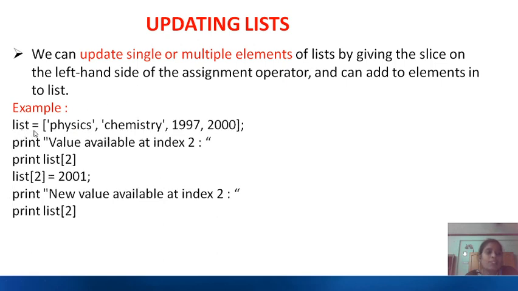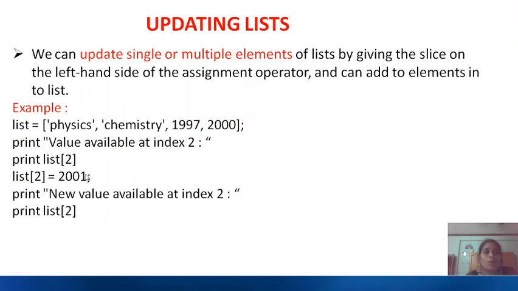List is equal to physics, chemistry, 1997 and 2000. Now you want to print the value available at index 2. So this is index 0, index 1 and index 2. That means you want to print this 1997. Now list[2] is equal to 2001. That means you have changed the list's second position. 1997 is changed to 2001.